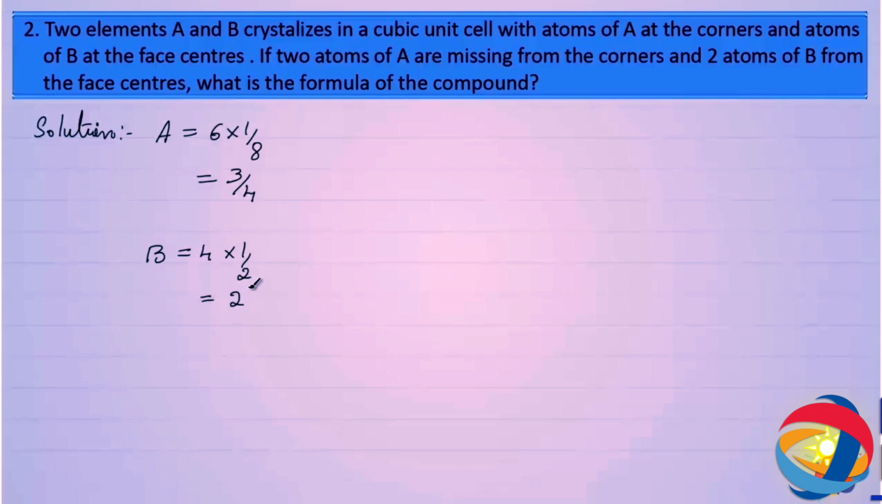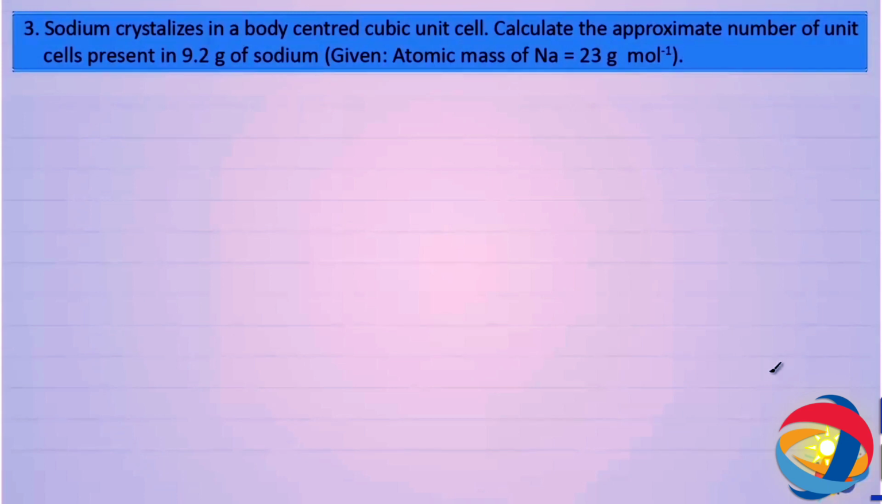The ratio of atoms in this unit cell, A is to B, is equal to 3 by 4 is to 2. On multiplying with the common factor of 4, the above ratio of atoms becomes A is to B, which is equal to 3 is to 8. Therefore, the formula of the compound is A3B8.